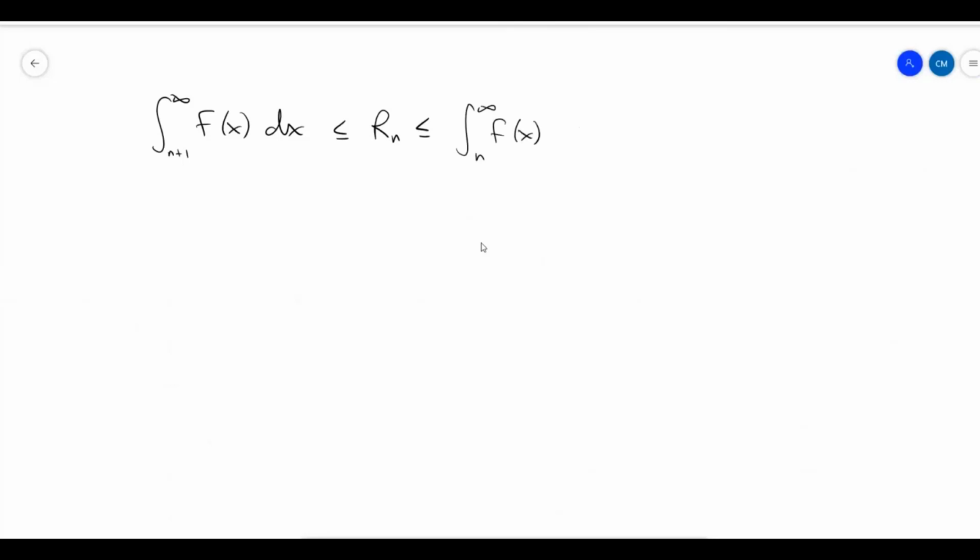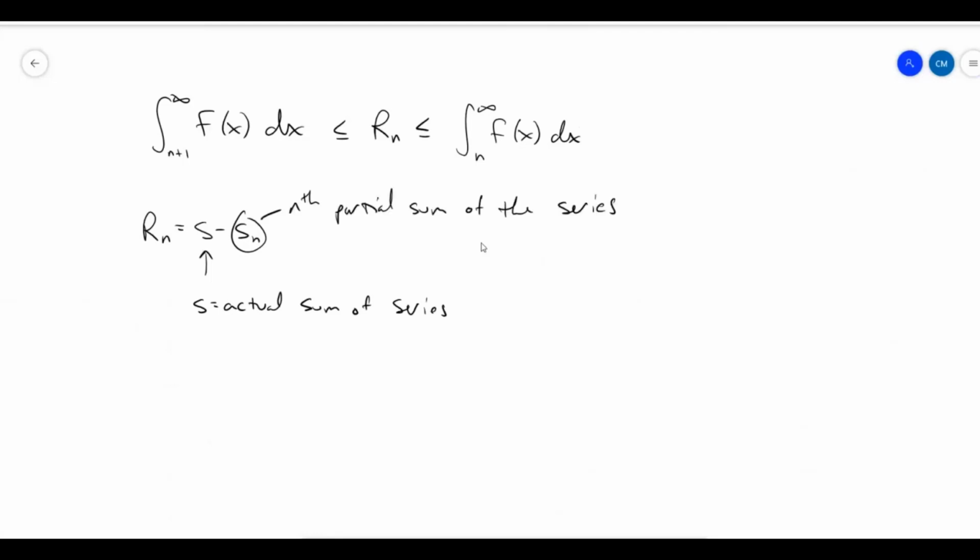That Rn is the remainder, and you can see what it says right there: Rn is equal to S minus Sn. Okay, so what is S? S is the actual sum of the series. And what is Sn? Sn is the nth partial sum of the series. So what is the nth partial sum?